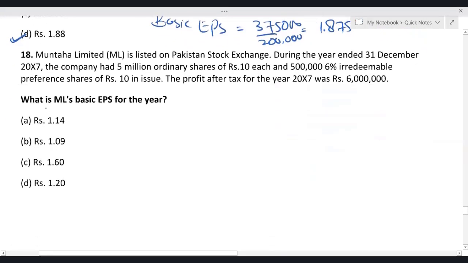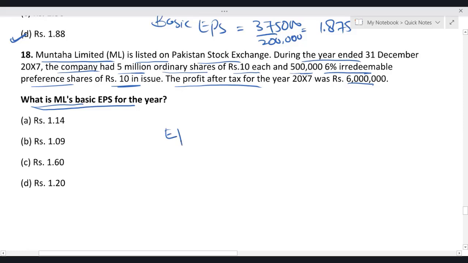Okay. They are asking what is ML's basic EPS. Muntaha Limited is listed on Pakistan Stock Exchange. During December X7, the company had 5 million ordinary shares, rupees 1 each, and 500,000 6% irredeemable preference shares. Irredeemable preference shares, they are equity. Par value is 10. The profit after tax is 6 million. We need to calculate basic EPS.